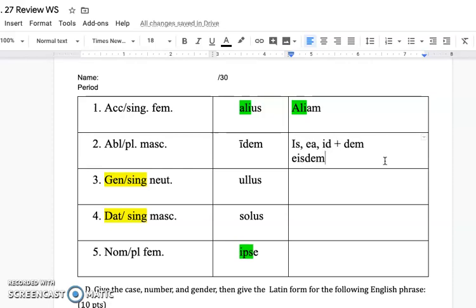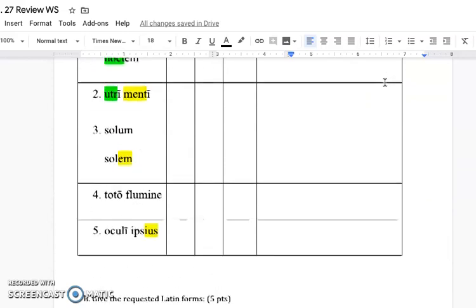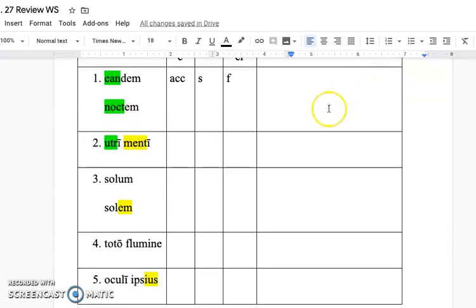Okay. I have highlighted genitive singular neuter and dative singular masculine in yellow because those ones you're going to have to pay special attention to when you do them. And then again, here's the stem of ipse. I realized just now that we didn't go ahead and talk about the translations for the first section.